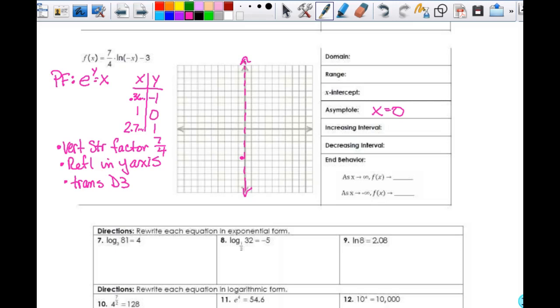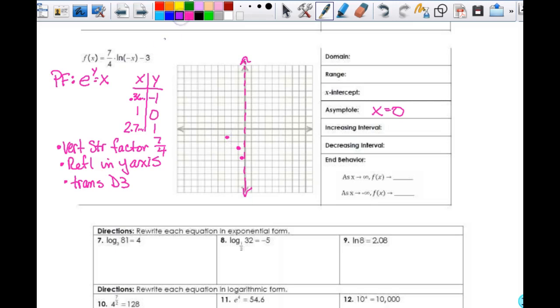So then I start at 1, 0. Vertical stretch, factor of 7/4, so 0 times 7/4 is 0. Reflect in the y-axis, translate down 1, 2, 3. When x is about 2.7, y is 1. Vertical stretch by a factor of 7/4, so 1 times 7/4 is 7/4, which is about 1 3/4. Reflect in the y-axis, so I end up over here, and translate down 1, 2, 3. So what I am missing is my x-intercept.